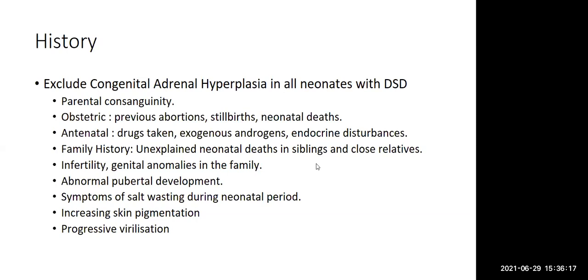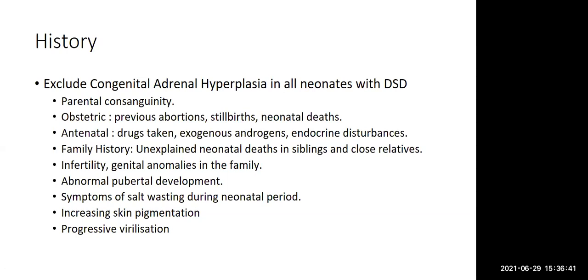For the antenatal history, ask the mother about any drugs taken, exogenous androgen or endocrine disturbance, as this will lead to disorder in the sexual hormone. And for the family history, ask for unexplained neonatal death in siblings and close relatives, because it is congenital, so it can be due to a genetic problem.